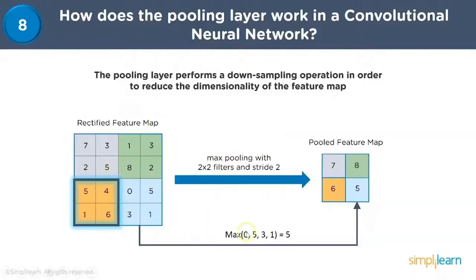If you perform the max operation over the values, let's say 0, 5, 3 and 1, so considering this one, our pooled feature map maximum value will be 5. Similarly for this chunk of data, it is going to be 7. Next, if you slide the filter over this square frame, you get 8, and similarly here you get 6. So this is also known as a pooled feature map.